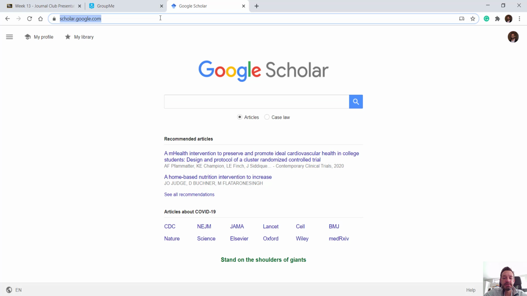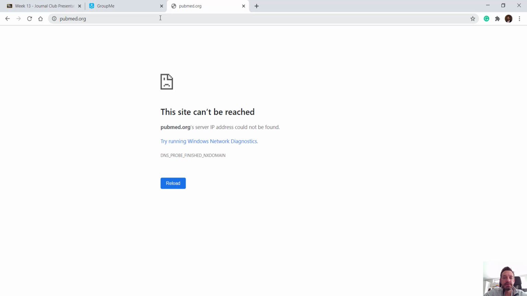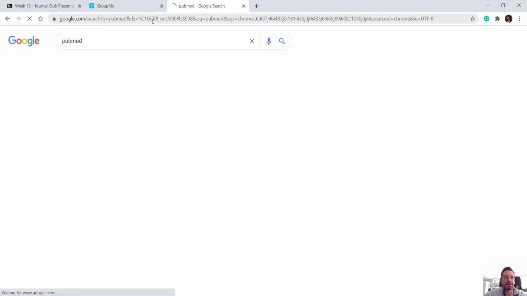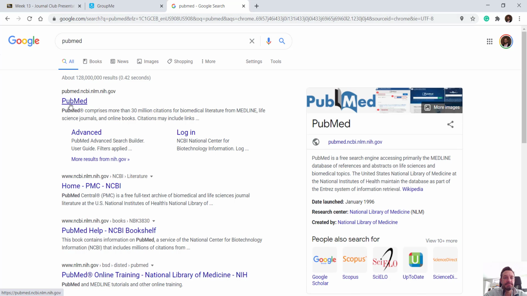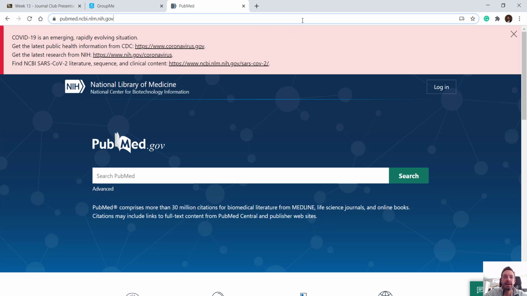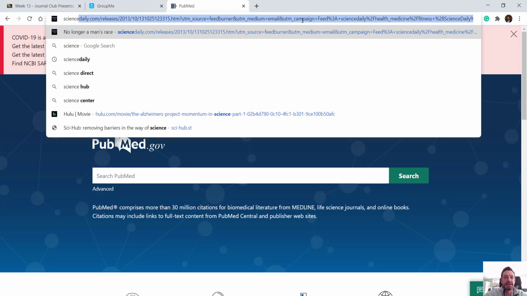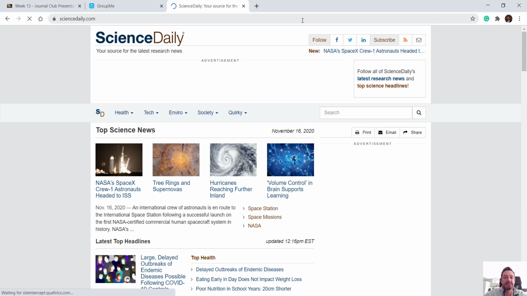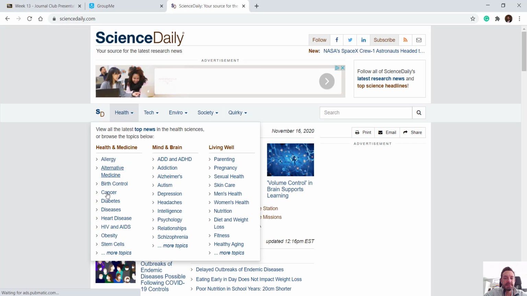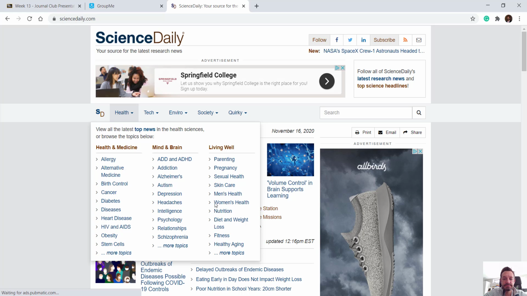Another option, if you're not familiar with PubMed, although apparently I can't access PubMed, I don't know why. Let's try again. There's PubMed. Another choice, sometimes they have interesting stories, is Science Daily. Let's go in, see, there's nutrition, diet, weight loss, fitness, healthy aging, men's health, women's health. Let's do fitness.